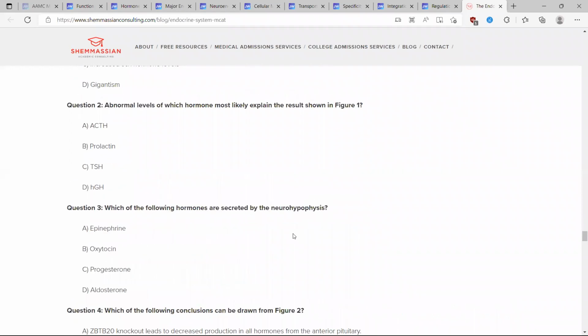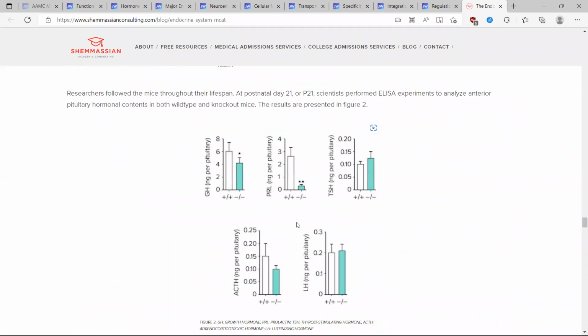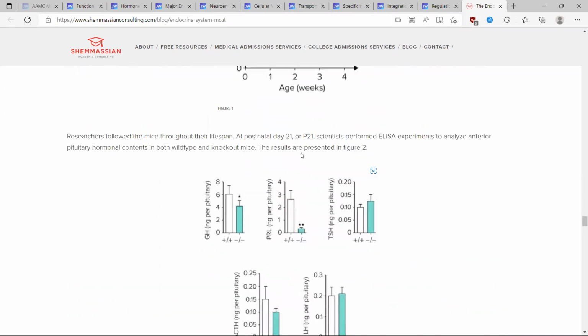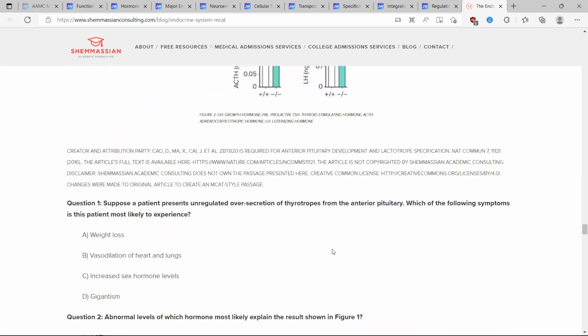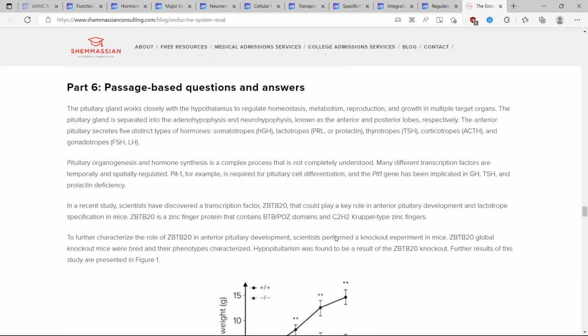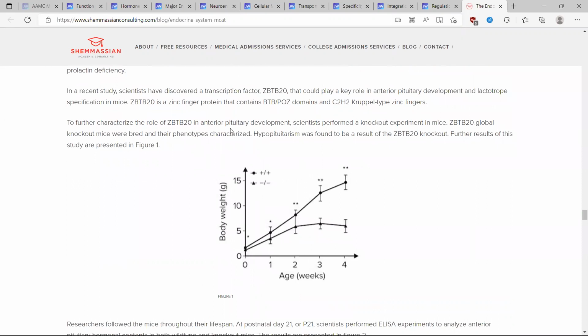pituitary organogenesis. I think that's a step too far. That's kind of like an extreme answer. This is saying ZBT is necessary to make the organ of the anterior pituitary in the first place. But all they said was that after they did the knockout, they saw hypopituitarism. They didn't say an absence of the pituitary. They said that the pituitary was underdeveloped. It was smaller, hypo, right?